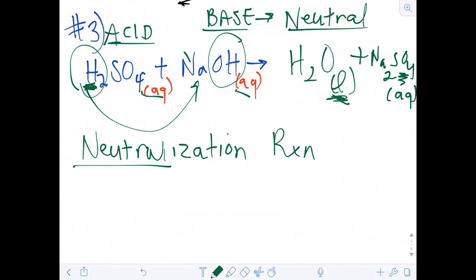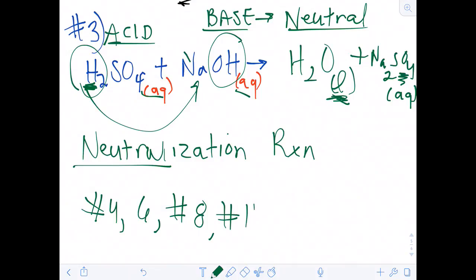I just want to give you a hint that this one is just like numbers. This is exactly like number 4, number 6, number 8, number 11. They're all very close to this example, okay?